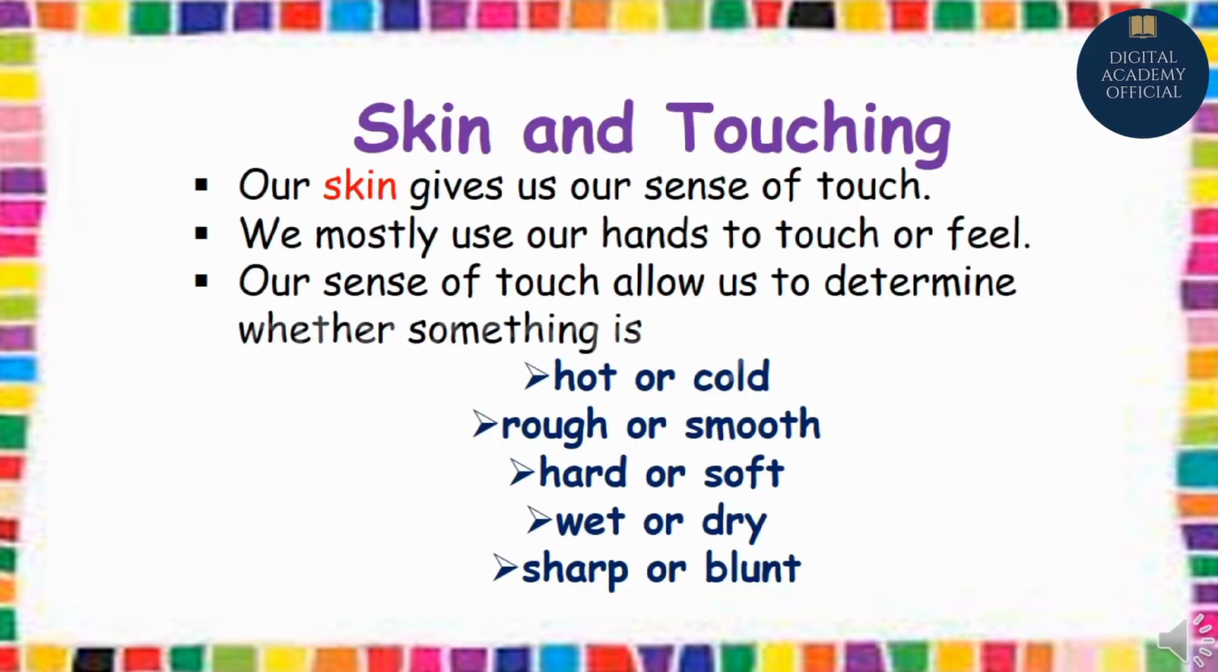So, which part of our body gives us our sense of touch? Our skin, that's right. Although we mostly use our hands to touch or feel something, it is our skin all over our body that gives us our sense of touch and allows us to determine whether something is hot or cold, rough or smooth, hard or soft, wet or dry, or sharp or blunt.